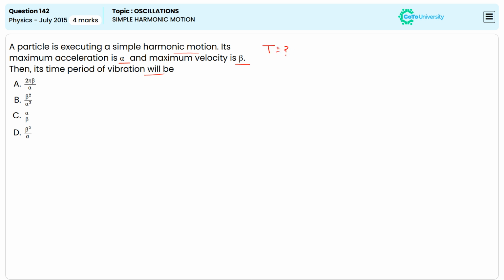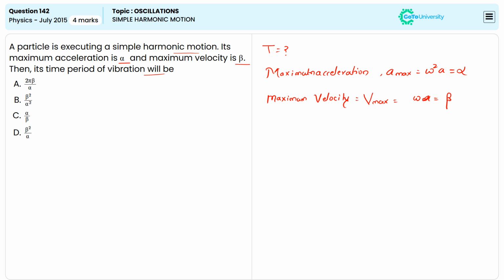Okay. Now for simple harmonic motion, the maximum acceleration is given by, that is a max, which is equal to omega square into A. So that is given as alpha. And the maximum velocity, that is given by Vmax is equal to omega into A, which is nothing but beta.